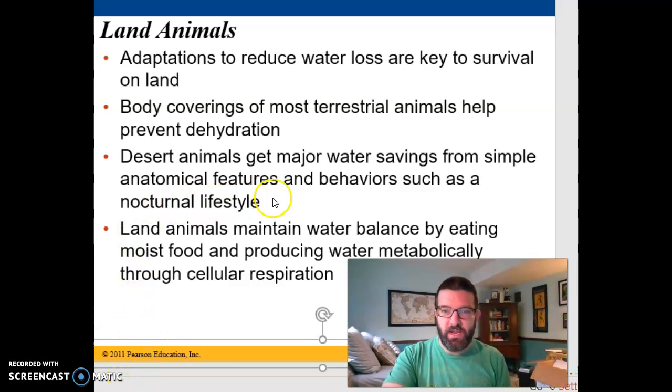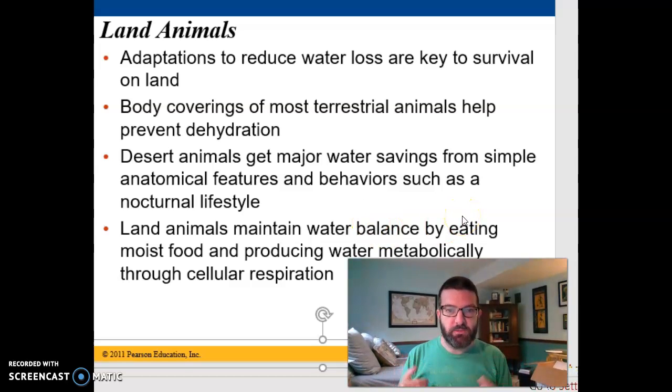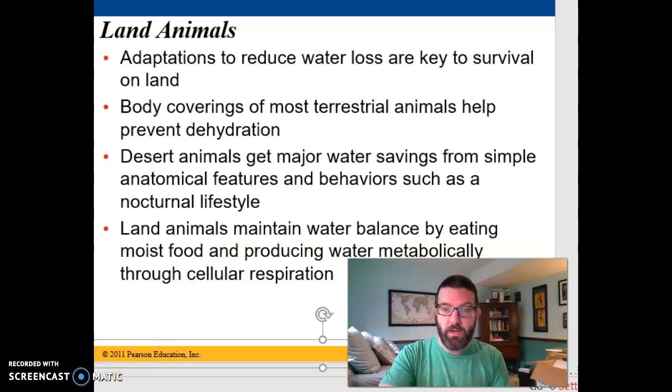And so land animals have to maintain water balance not only by losing as little water as possible, but by consuming as much water as possible, by eating moist foods, drinking water from ponds, and producing water metabolically through cellular respiration.